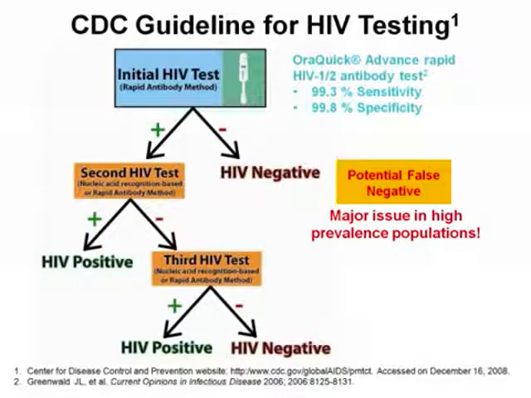This figure illustrates the current guideline for HIV testing from the Center of Disease Control and Prevention. The initial method for testing for HIV is a rapid antibody method, as mentioned previously. An example of this form of testing is listed on the right, which is the OraQuick Advanced Rapid HIV 1 and 2 antibody test with a documented sensitivity and specificity of 99.3% and 99.8% respectively.